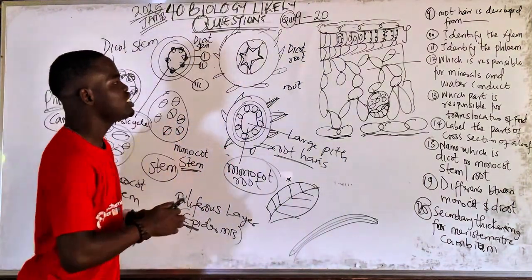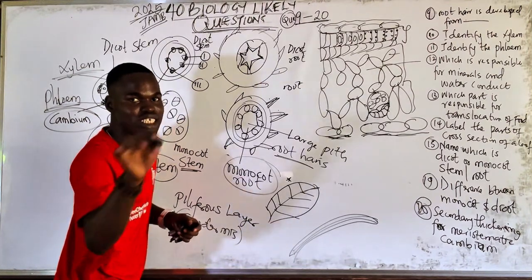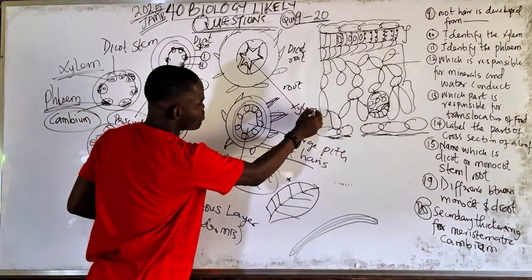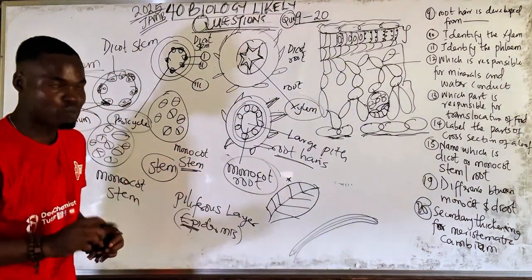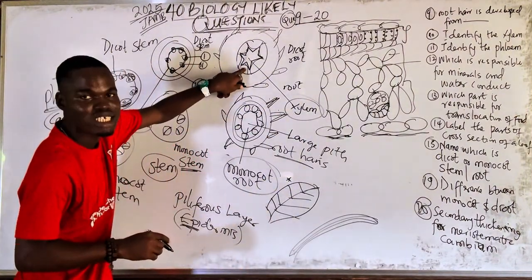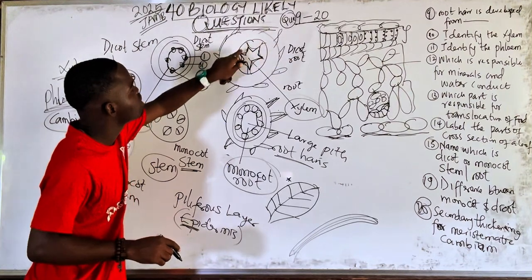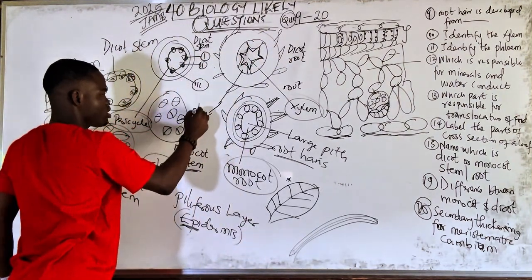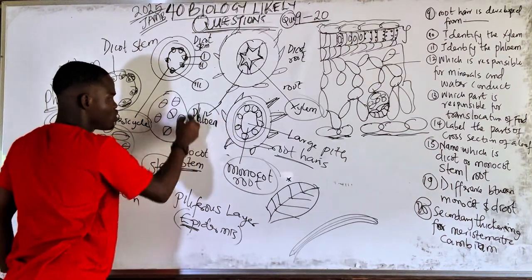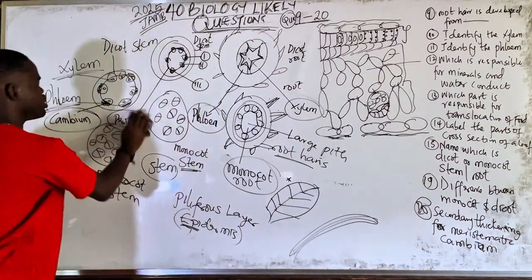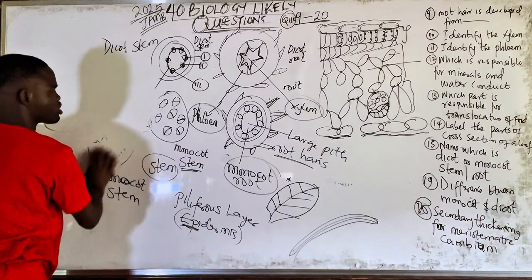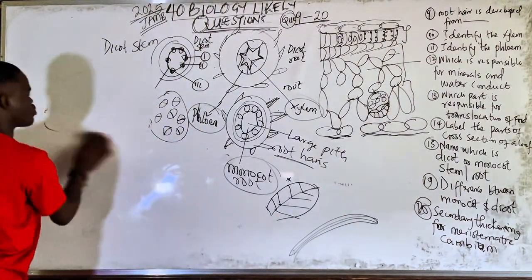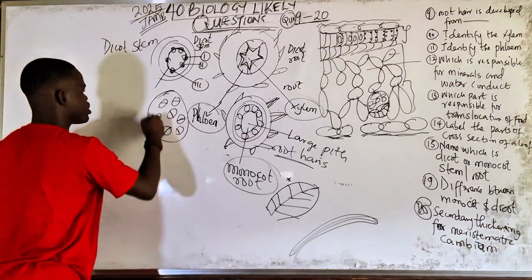Now, this star you are seeing here, X is also a star. So this star is the xylem. This is our teaching, very, very important. This part you are seeing here is the phloem. Follow me through. I'm going to teach you all these things, so you don't have to cram. It is the phloem.